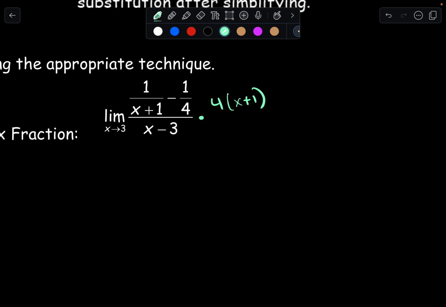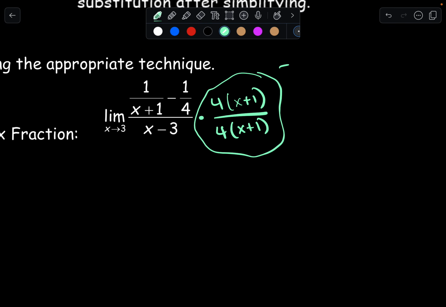Now, we can't just multiply this with 4 times x plus 1. We are changing the value of this function. So how do we keep it the same? By multiplying it by 1. So we'll do 4 times x plus 1 divided by 4 times x plus 1. This is equal to 1. So essentially, we're multiplying this function by 1, so we're not changing the value or the weight of this function, okay? But now we have a way to combine the two terms in the numerator so that we can simplify this, okay?